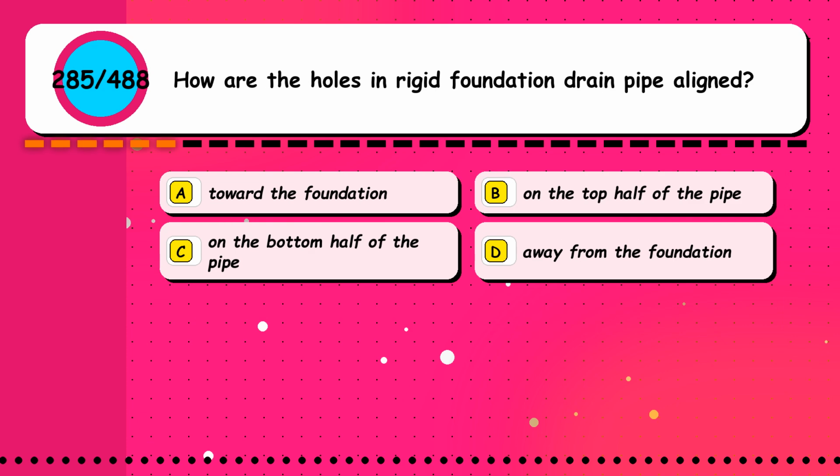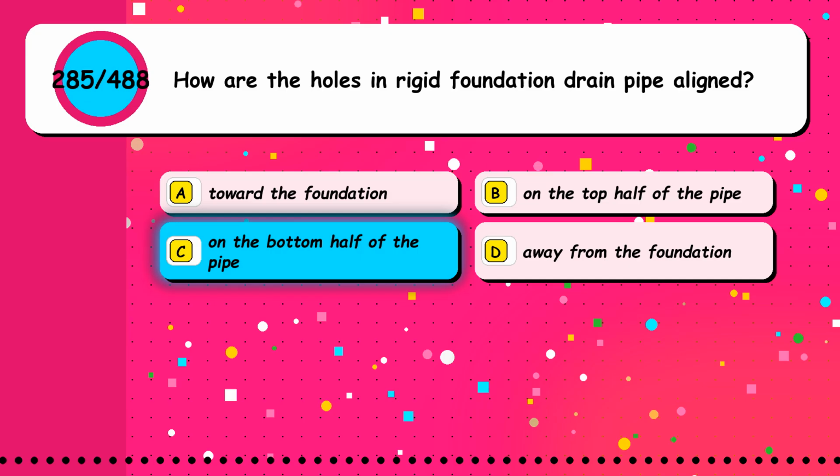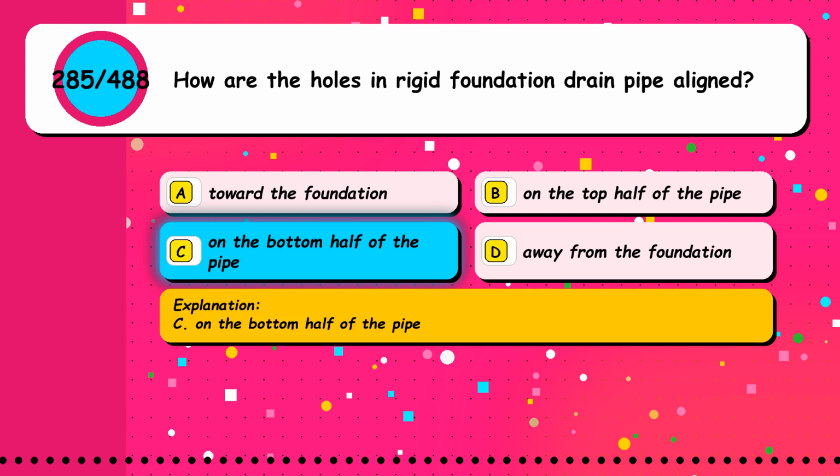Question 285. How are the holes in rigid foundation drain pipe aligned? Option A, toward the foundation, option B, on the top half of the pipe, option C, on the bottom half of the pipe, option D, away from the foundation. The correct answer is option C, on the bottom half of the pipe.